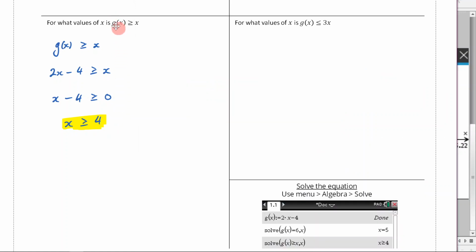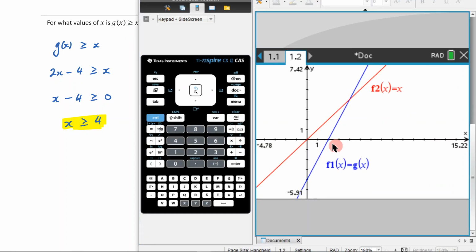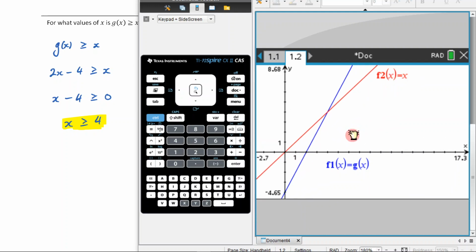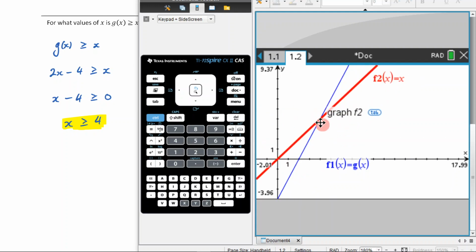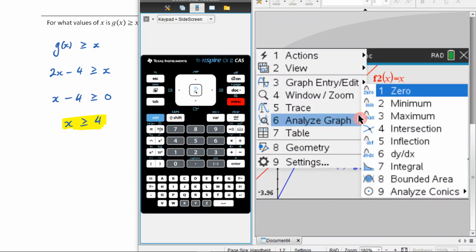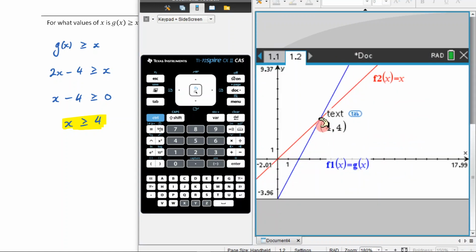So what is this question asking? It's saying, where is g of x greater than or equal to x? So to say it another way, where is my blue line greater than or equal to my red line? Well, I'm going to have to find this intersection point. So Menu, Analyze Graph, Intersection. From here to here, and as you can see, it intersects when x is equal to 4. And everywhere greater than 4, my blue line is higher than my red line. Do we see how it's higher there? So therefore, when x is greater than or equal to 4, g of x is going to be greater than or equal to x. And that's kind of how we can visualize it there.